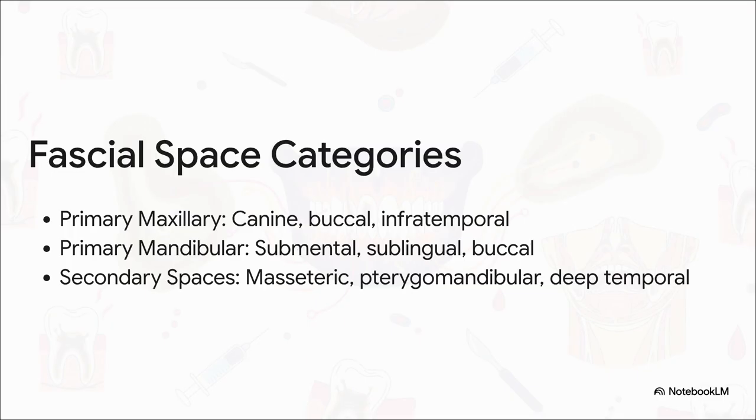Primary spaces, like the maxillary buccal or the mandibular submental and sublingual spaces, directly border the tooth-bearing bones. Secondary spaces, on the other hand, like the masseteric, pterygomandibular, or lateral pharyngeal, become involved only as the infection takes that path of least resistance deeper into the structures of the face.